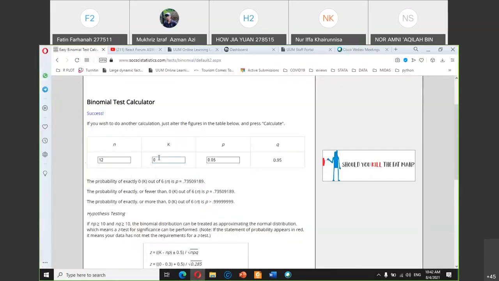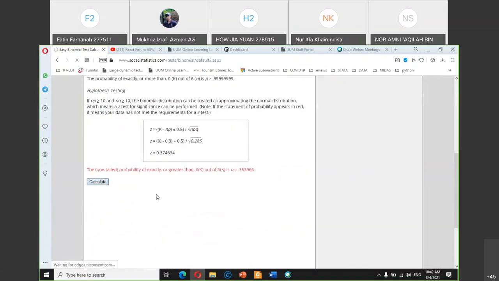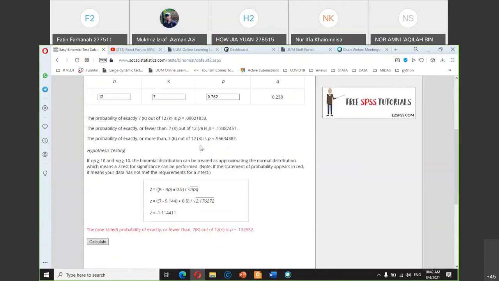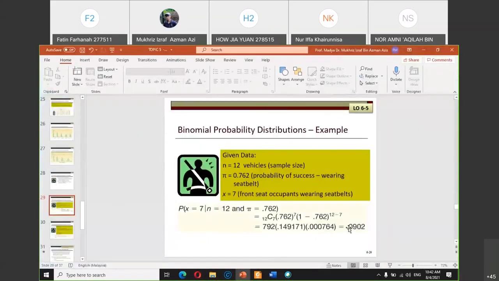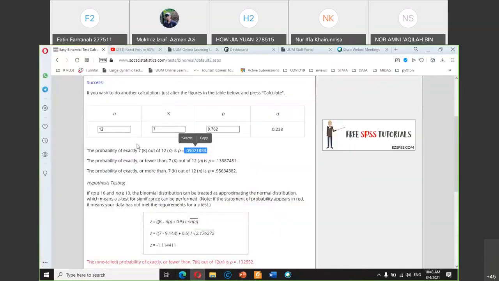Alternatively, you can also obtain it from here. So n will be 12, your k will be 7, your p will be 0.762. So number of trials 12, probability of success 0.762, and you want to calculate P(x) equal to 7. You should be able to get the same answer, 0.0902. So you can get the answer directly from this online calculator using the first line here.